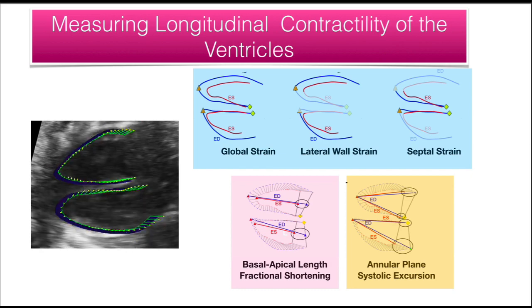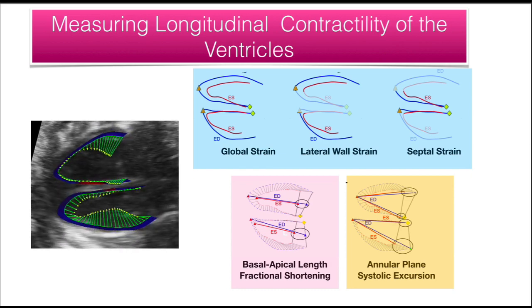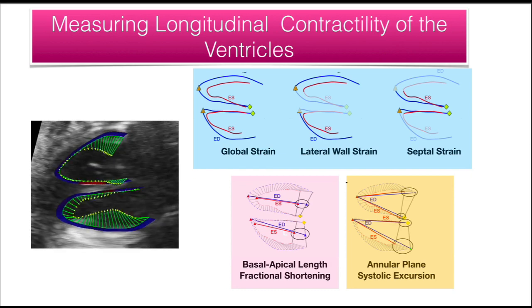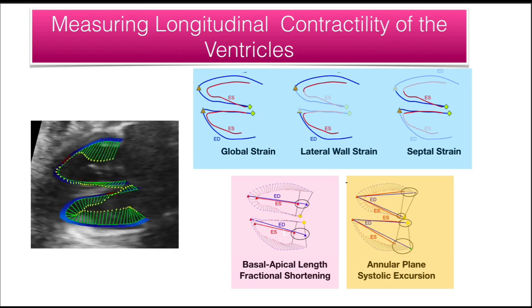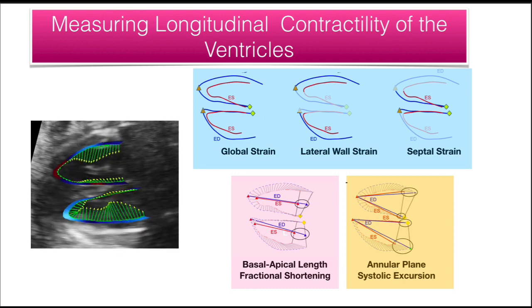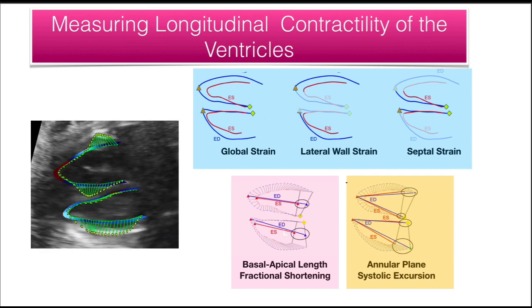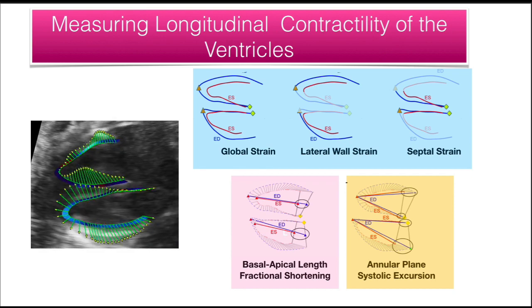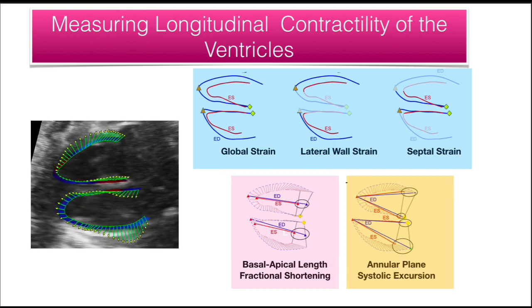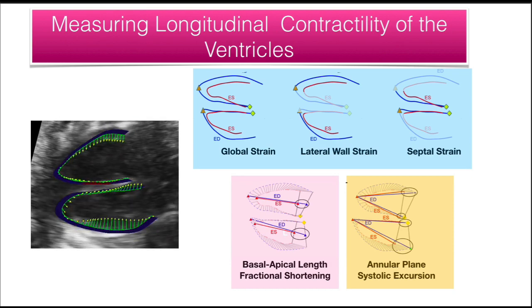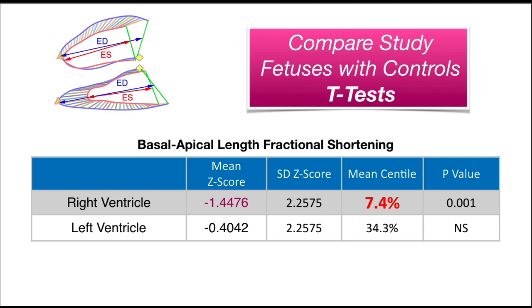The first 3 measure the length of the endocardium during systole and diastole and are called global strain, lateral wall strain, and septal strain. The 4th measures movement of the base towards the apex and is called basal apical fractional shortening. The 5th is the annular plane systolic excursion and measures the distance the annulus moves towards the apex during systole. These are the results for the basal apical length fractional shortening.